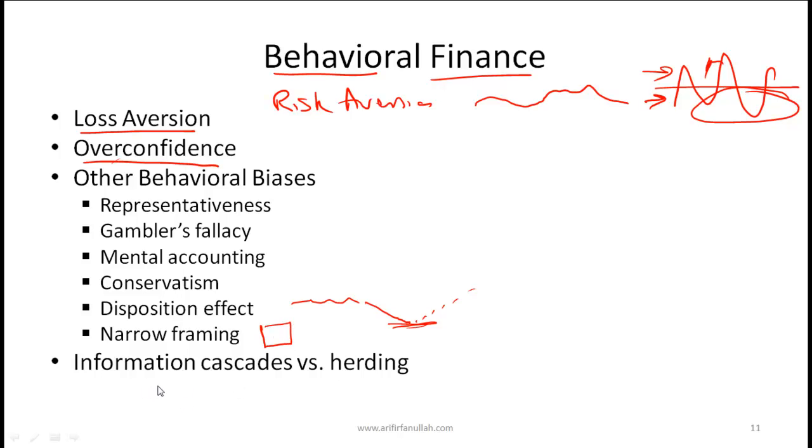Information cascades versus herding. The general idea with information cascades is that sometimes you have uninformed traders and they do not have very clear information. So what they do is they observe other traders who seem to be more informed, and seem to be making decisions based on, say, more knowledge, and then the uninformed traders simply follow what the more informed traders are doing. So in a sense here, information is cascading from the more informed traders to the less informed traders.